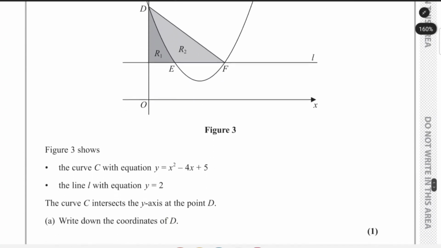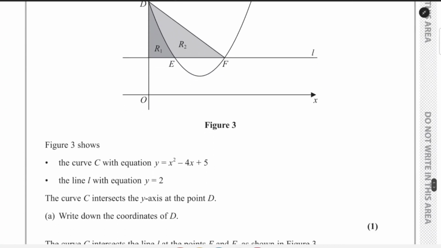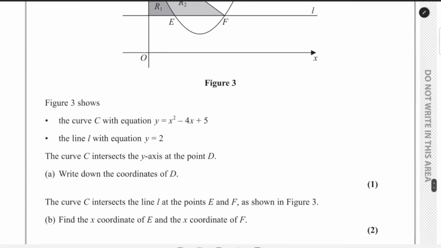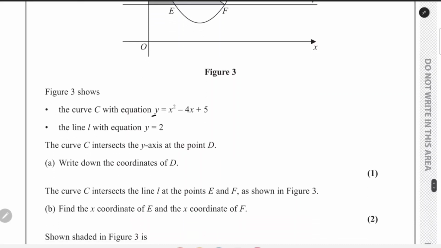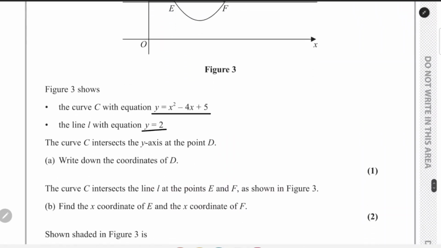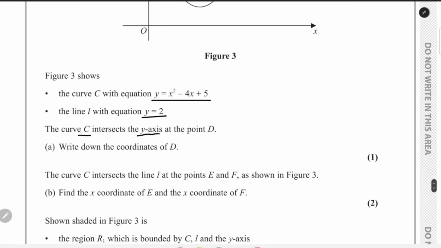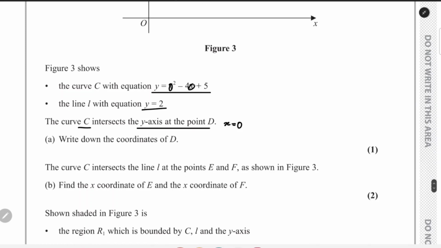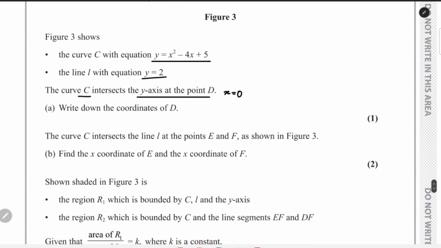Now moving to question 9. We are given the equation y equals x squared minus 4x plus 5, and y equals 2. We know that the curve C intersects the y-axis at the point D. So at point D, x equals 0. So this is 0, this is 0, so this would be plus 5. So the coordinates of D would be (0, 5).